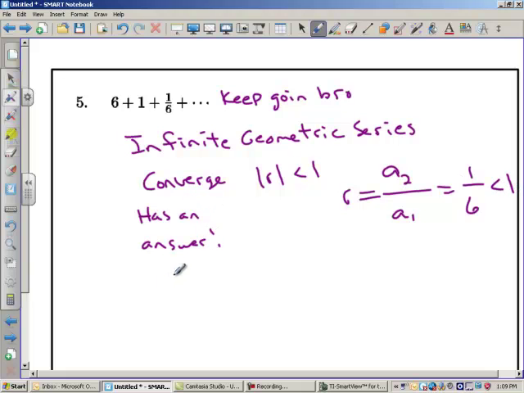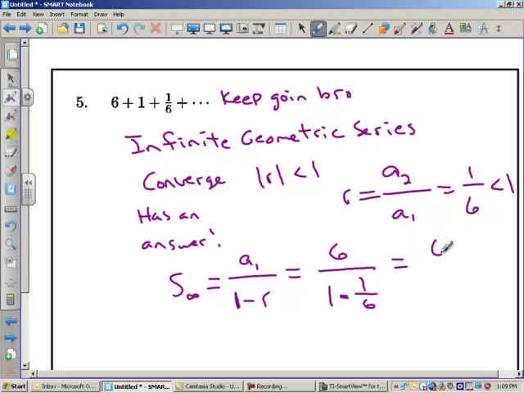This has an answer. And our sum to infinity is the first term divided by 1 minus the common ratio, which would be 6 divided by 1 minus 1/6. And that would be 6 divided by 5/6, which we flip this over and multiply, we would get 36 over 5, which is 7 1/5 or 7.2.